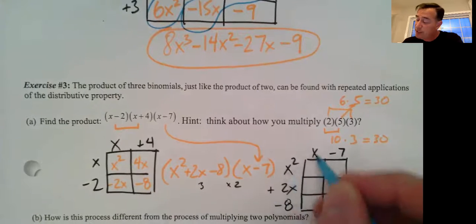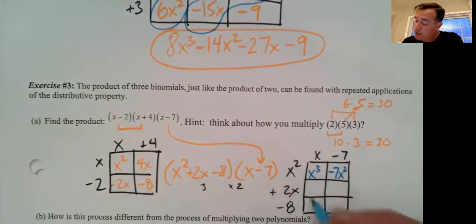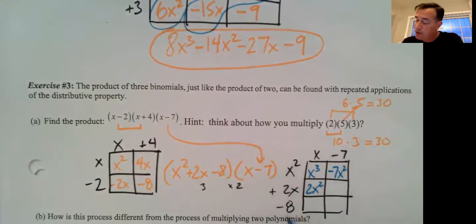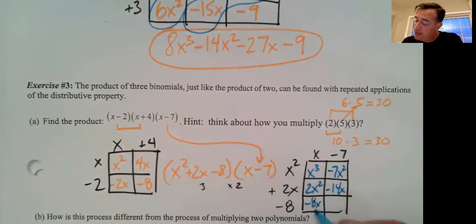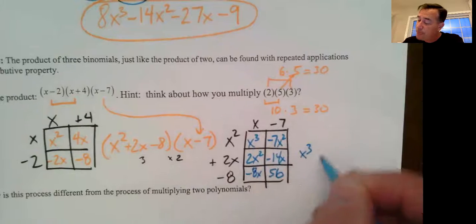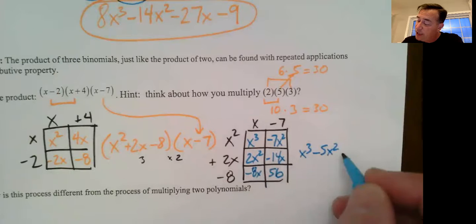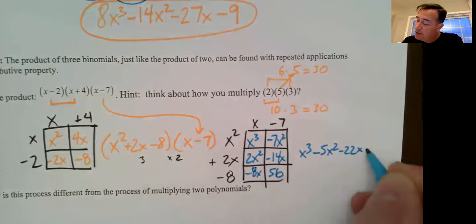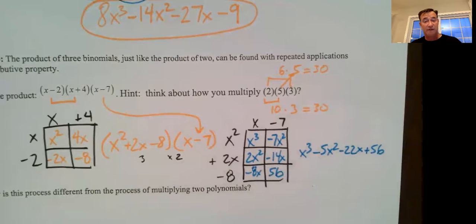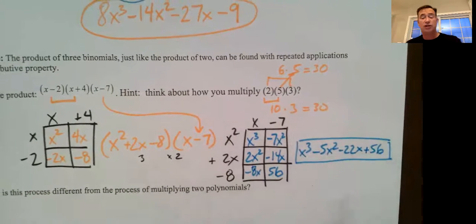So here, x squared times x is x to the third. Negative 7 times x squared is negative 7x squared. 2x times x is 2x squared. Hey, look, they're still on the diagonal. 2x times negative 7 is negative 14x. Negative 8 times x is negative 8x. And negative 8 times negative 7 is a positive 56. So at the end of the day for this one, we will have x to the third. Combining these two, I will get negative 5x squared. Combining these two, I'll get negative 22x plus 56. So that's going to give me, again, a 4-term polynomial, but that's the final result that I get when I am done with the multiplication of those things.